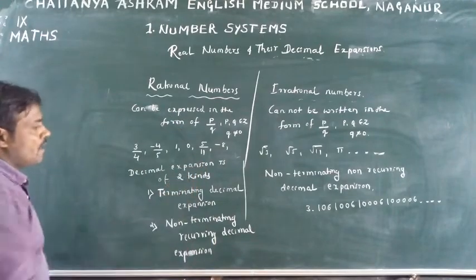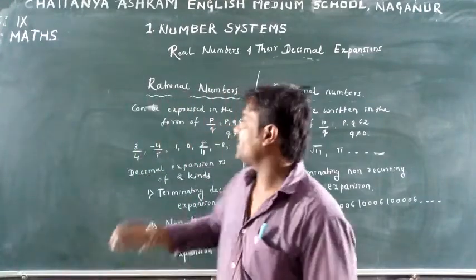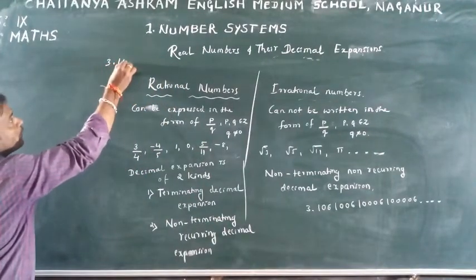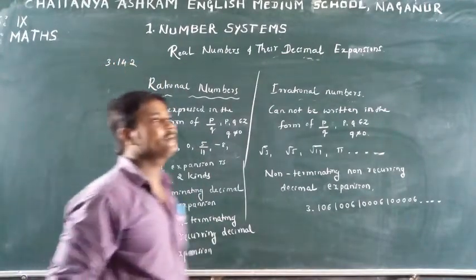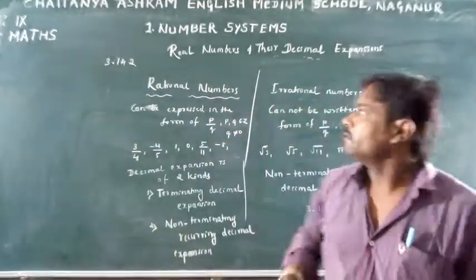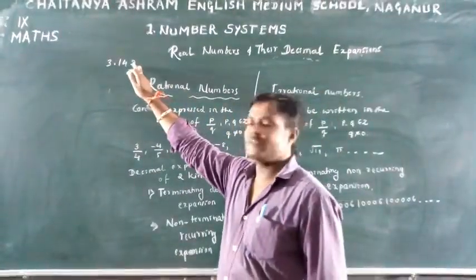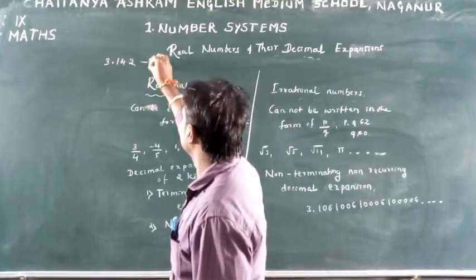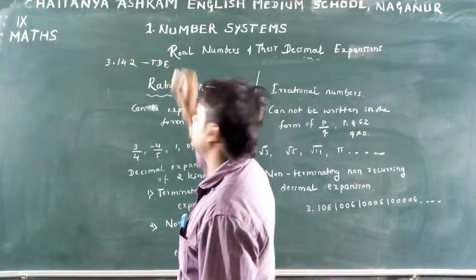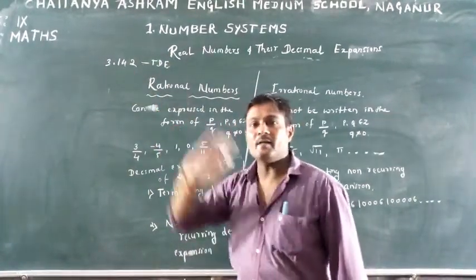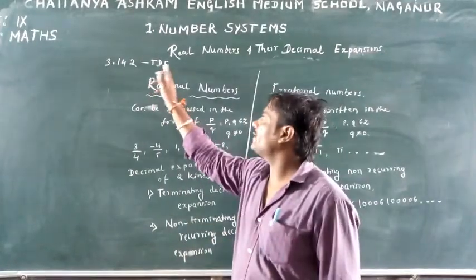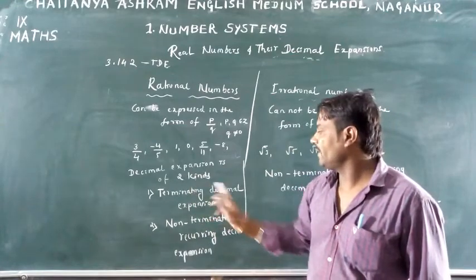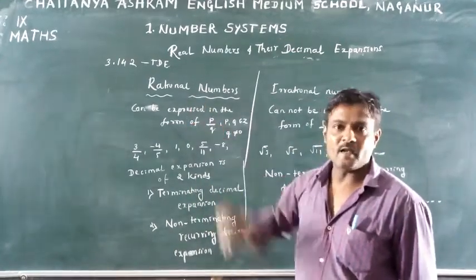Just tell me what kind of decimal expansion this one, 3.142, is. Obviously, the division process ends. The division process ends means terminating decimal expansion. This is terminating decimal expansion. So does this correspond to a rational or irrational number? Terminating decimal expansion corresponds to a rational number.